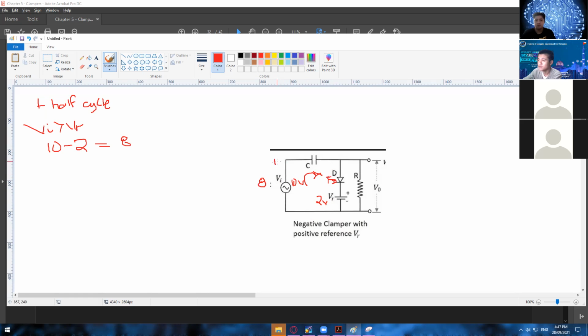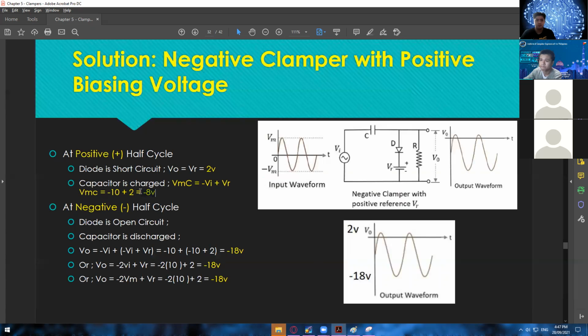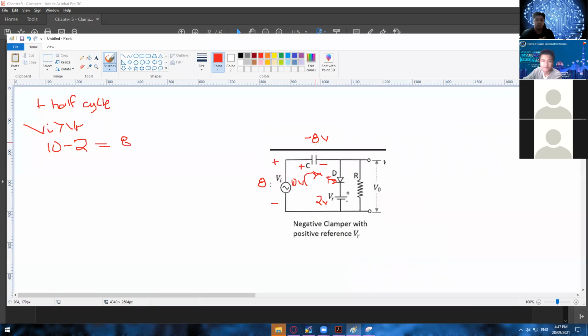Then this will now be positively charged by this 8 volts, and then it will be negatively discharged by this 8 volts also, of course. So in here, we have a value of negative 8 volts. So let's compare. There you go. Are we clear with this one on how we got negative 8 volts?